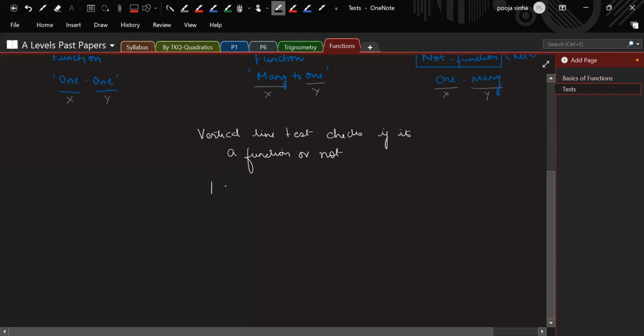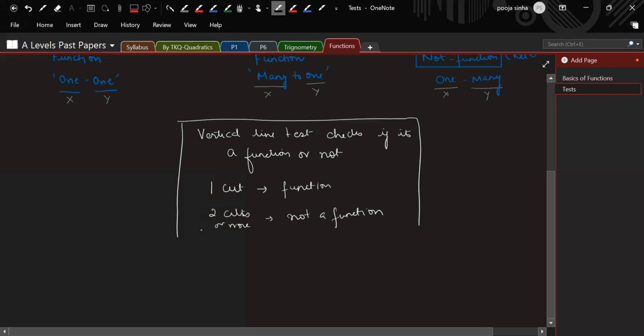One cut means function. Two cuts, or more than one, means not a function. That's the point for the vertical line test.